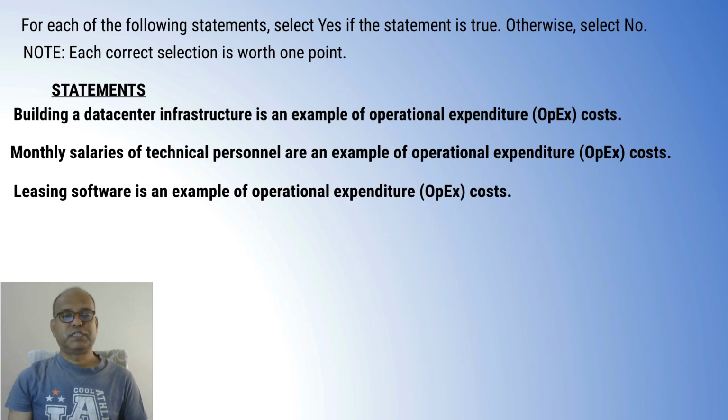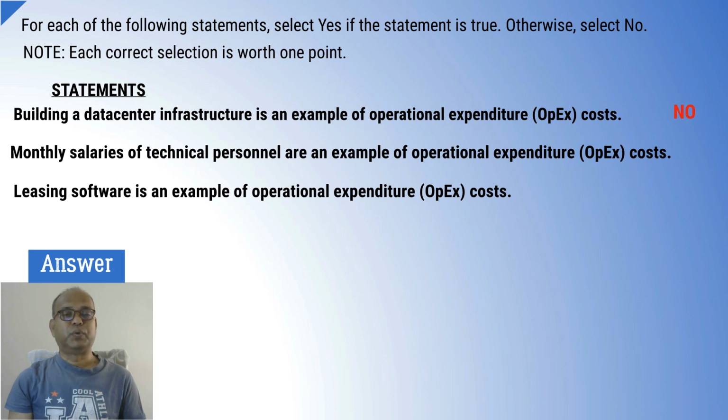Leasing software is an example of operational expenditure, OPEX cost. Answer. In statement 1, as you know, building a data center infrastructure is capital expenditure, not operational expenditure. Therefore, this statement is false.